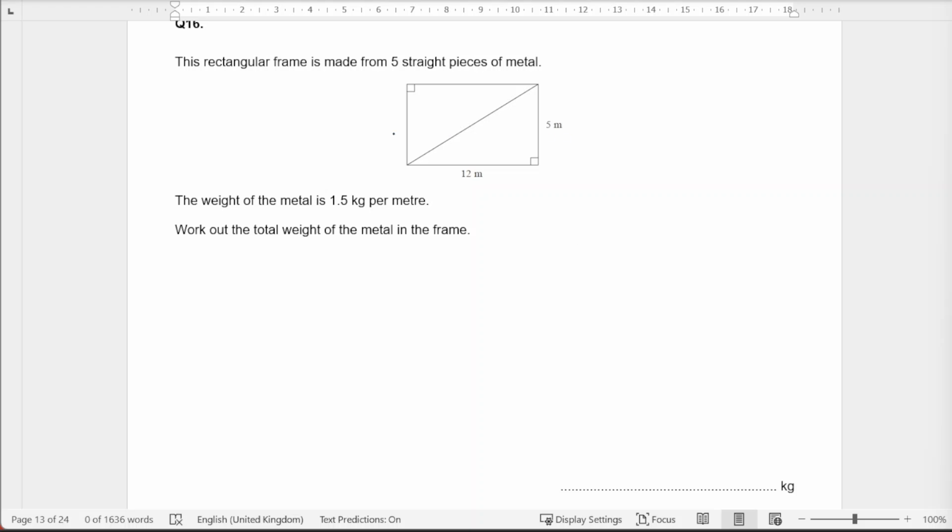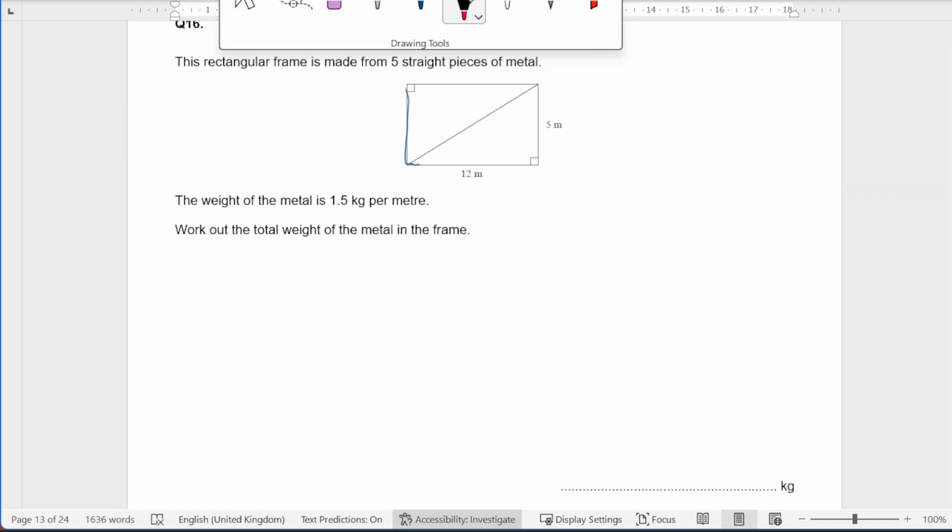So in effect, we know these 4 lengths. We know these 4 lengths. I'll change colour for that just because. So we know the length of these 4 pieces. They're given to us in the question.